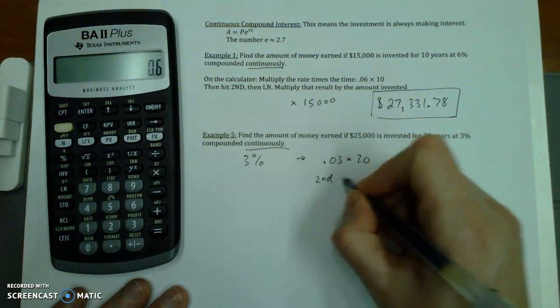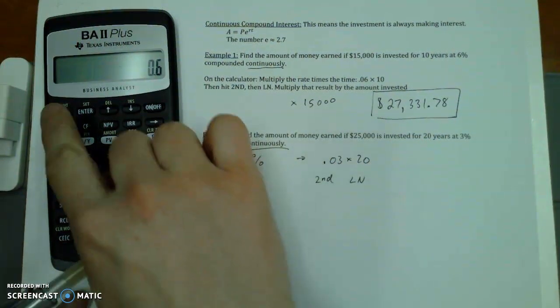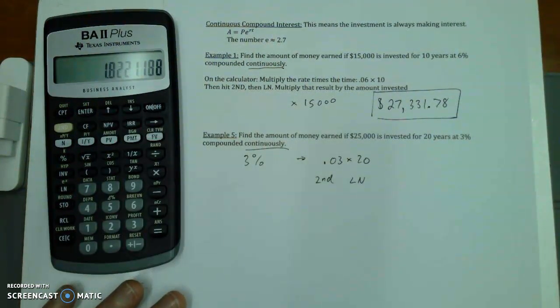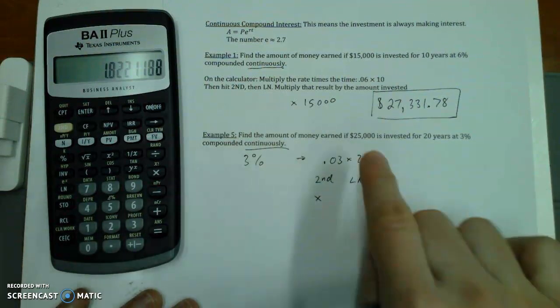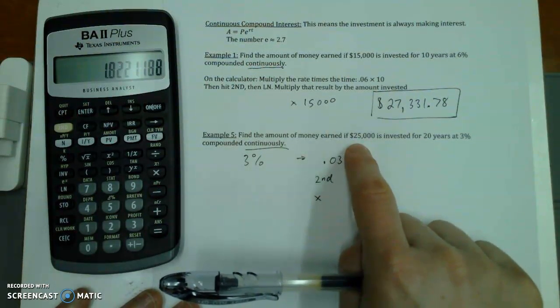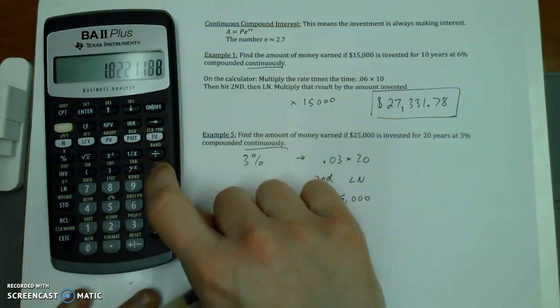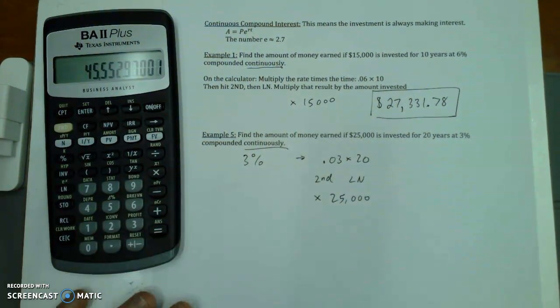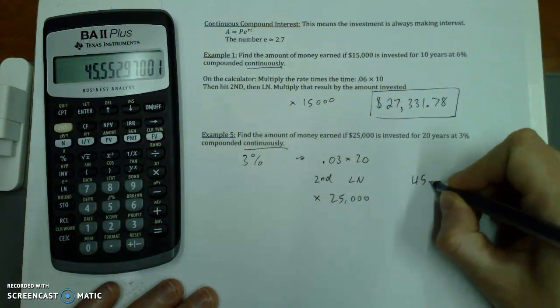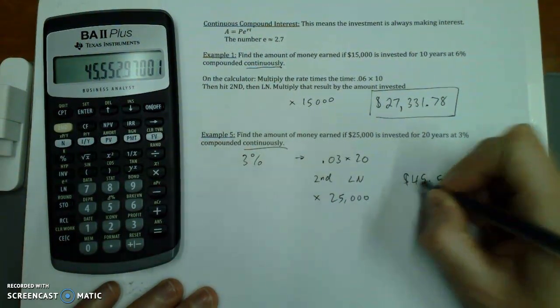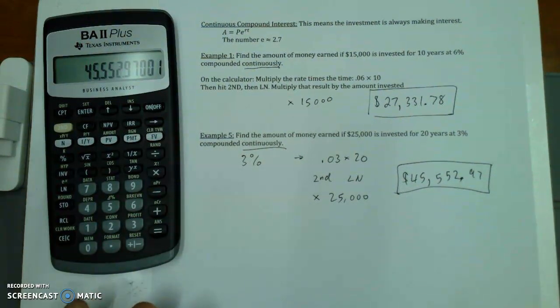Then I'm going to hit second ln, and again, I get a very hideous number. That's okay, I expect to get a hideous number. Last, I'm going to multiply by the amount that I'm investing, so times 25,000. And here it looks like I've got 45,552 and 97 cents. Again, that is the total amount.